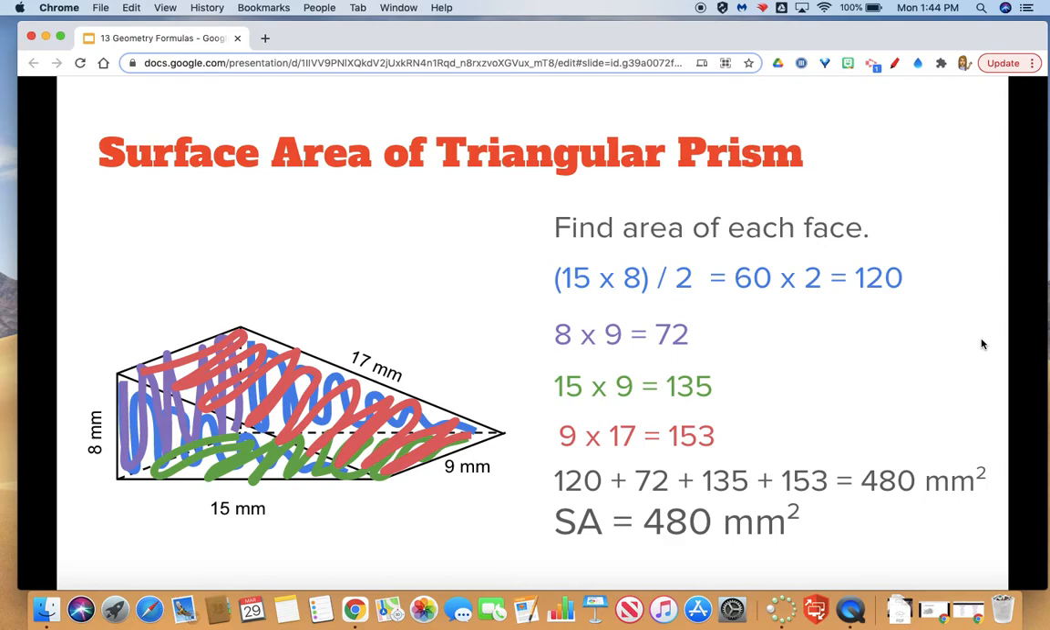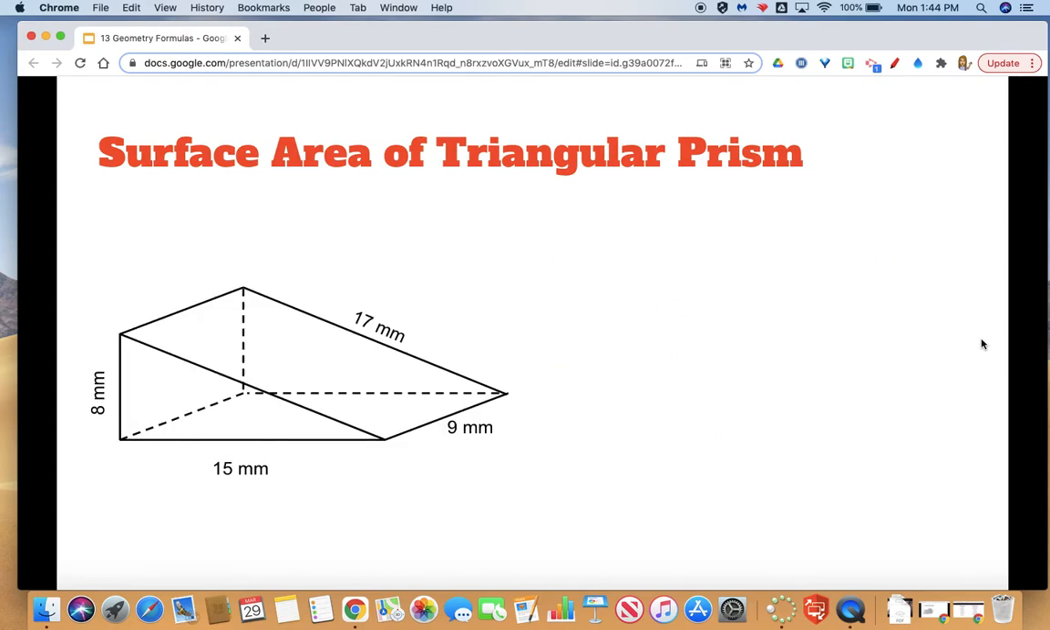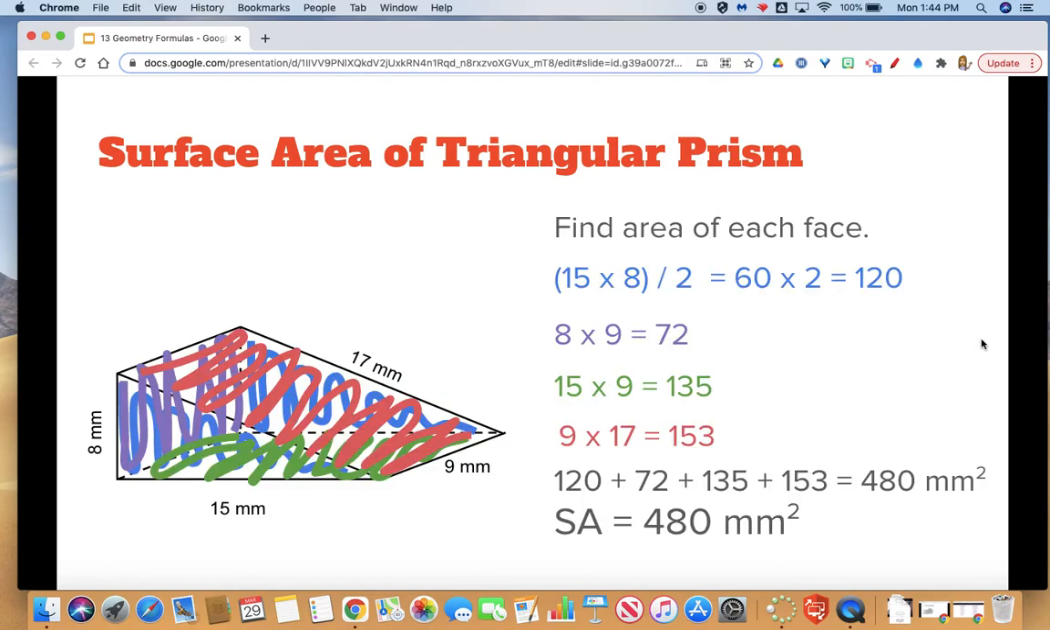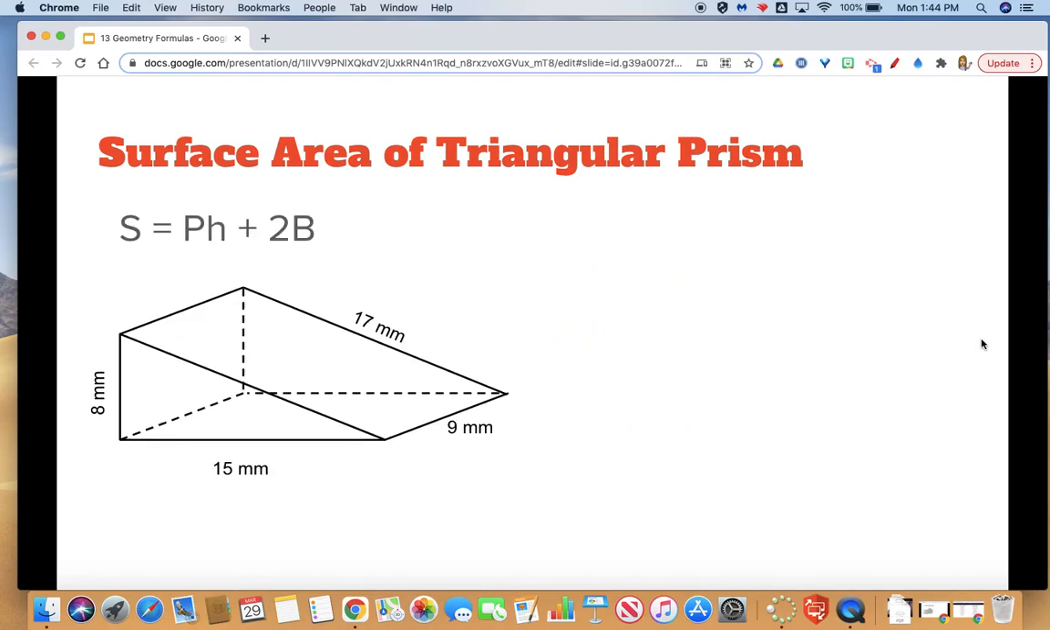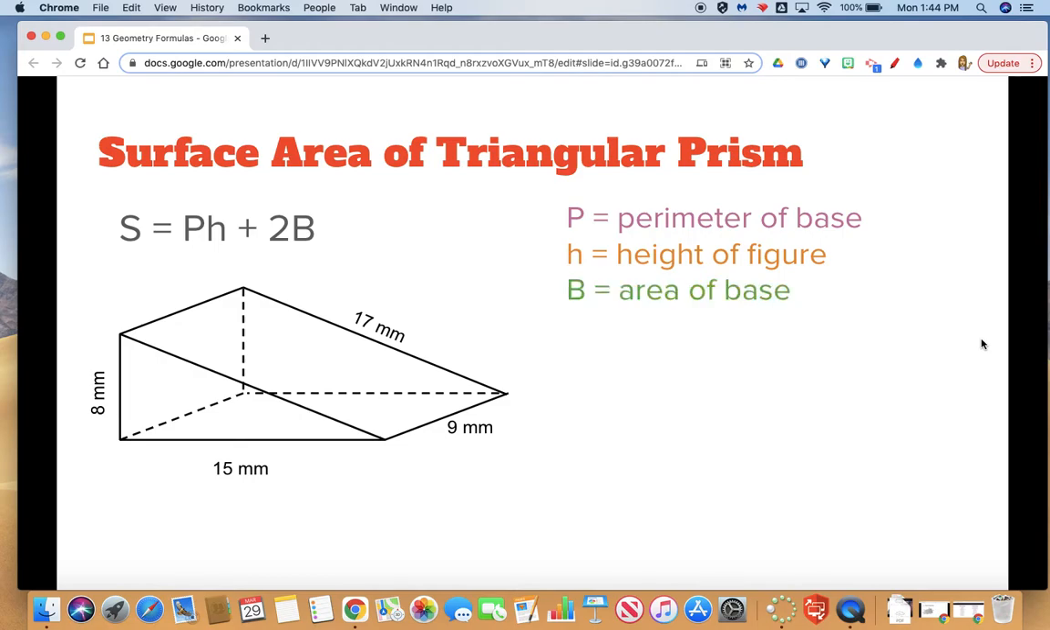Let's look at the formula for this type of problem. Same exact prism, same exact formula. It's just going to look different with triangles instead of rectangles. So we're going to start by finding the perimeter of the base, timesing that by the height, adding that to 2 times the area of the base.